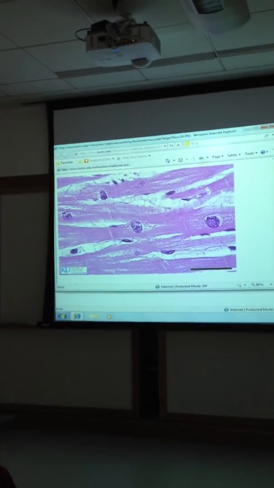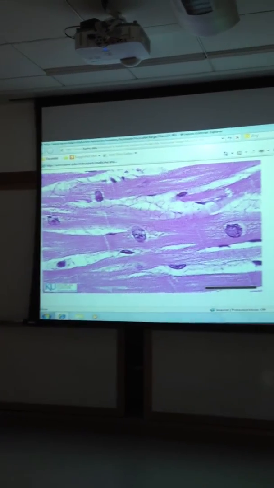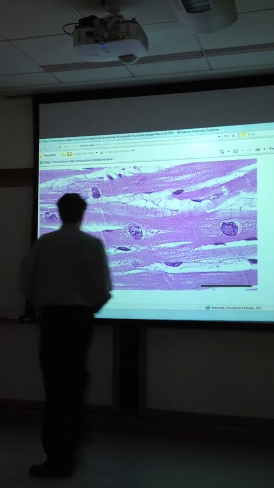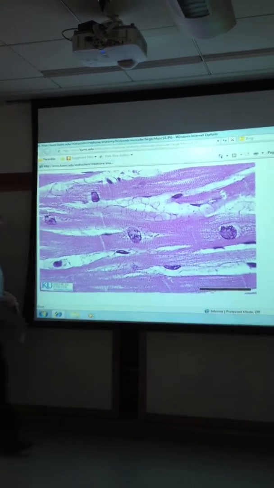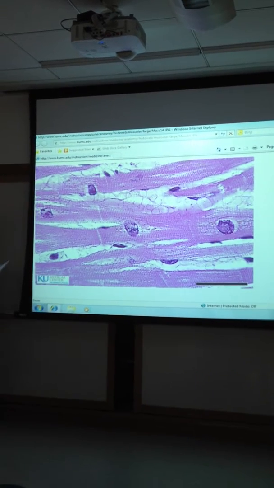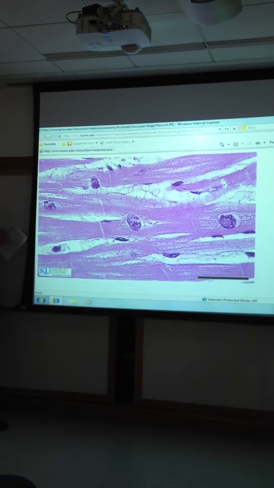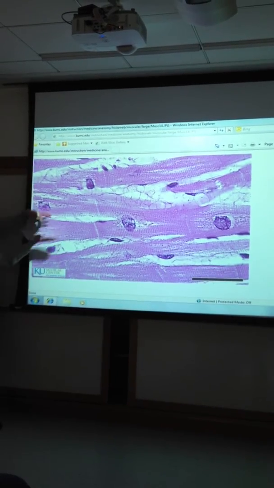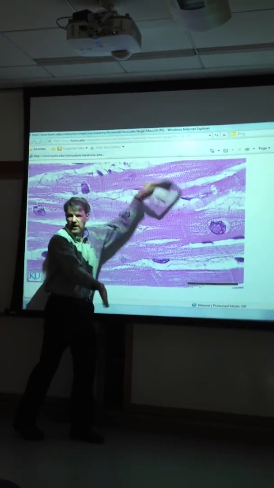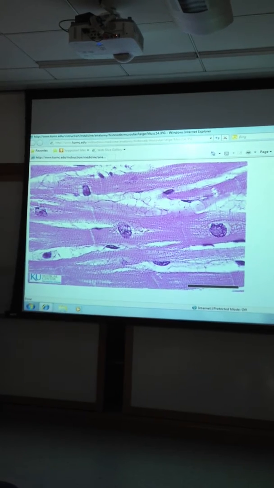Cardiac muscle cells, let me go to, I think this is the one I wanted. Yeah, here's a cardiac muscle cell. Notice, see the stripes? You still have striations. But instead of having nice, straight fibers, see how it branches and goes off in different directions as it's going? It's a branching type of pattern.